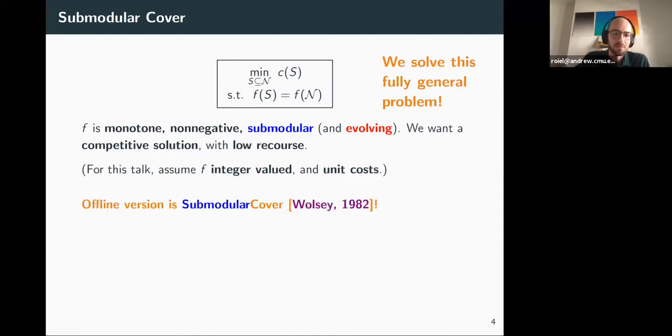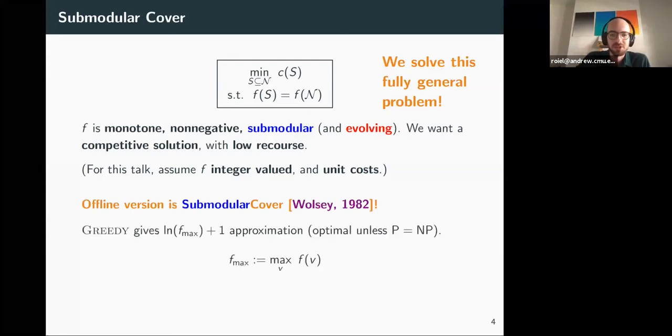So what is this problem? Well, offline, it's called the submodular cover problem. It was introduced by Wolsey in 1982. And what Wolsey showed is that the simple greedy algorithm that repeatedly selects the element of largest remaining marginal value produces a solution that's within a multiplicative log of f max plus 1 of the optimal solution, where f max is the maximum over all the elements in the ground set of the value of that element as a singleton. And furthermore, this is known to be the best you can possibly do unless P equals NP.